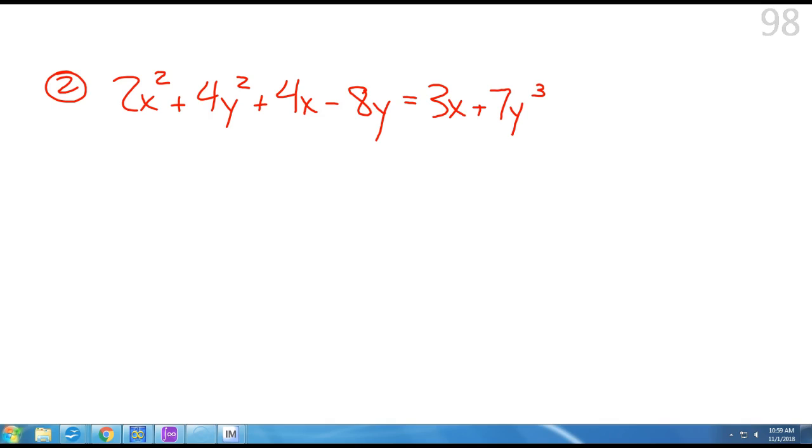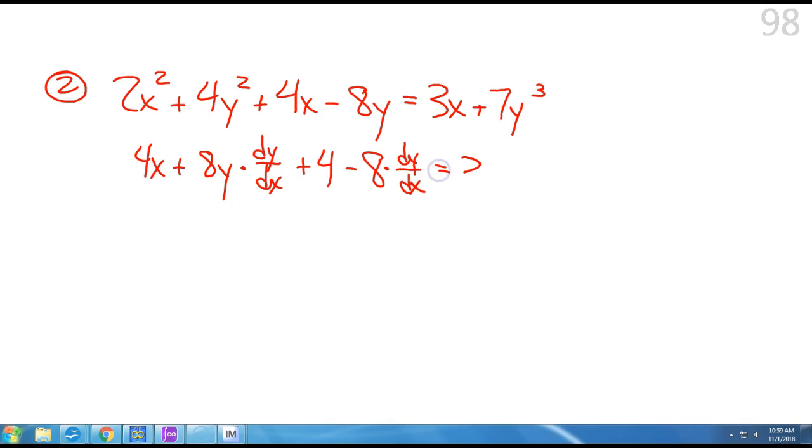But same idea. So I'm going to take the derivative of everything. So 2x squared, the derivative is 4x. Derivative of 4y squared is 8y, but you took the derivative of a y, so multiply by dy dx. The derivative of 4x is 4. Derivative of negative 8y is negative 8, but you took the derivative of a y, so multiply by dy dx. And then 3 plus 21y squared times dy dx.